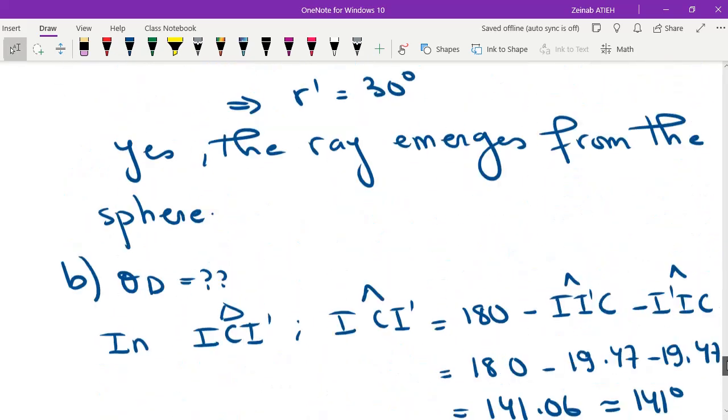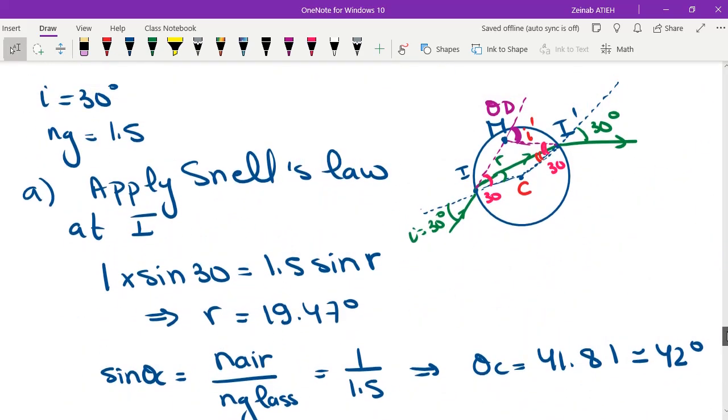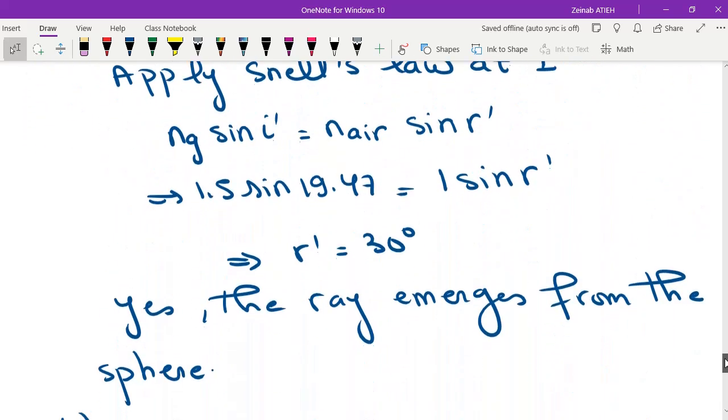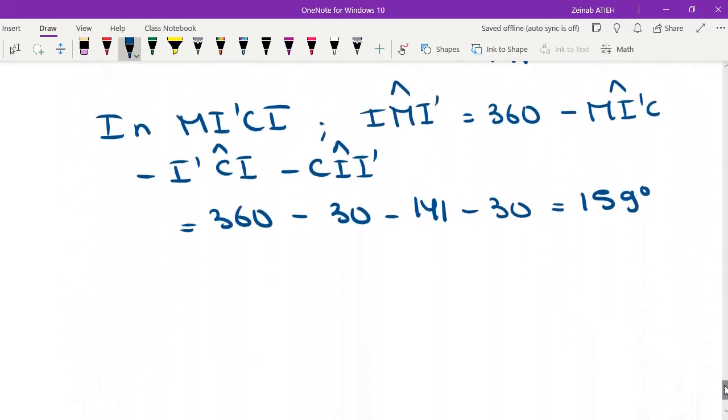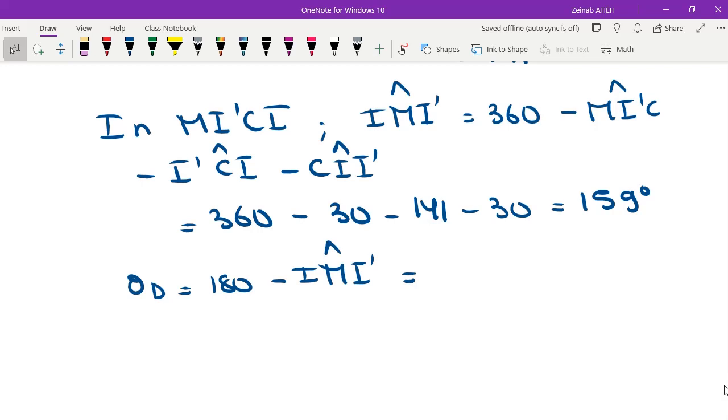We want theta d. Theta d is supplementary with IMI prime. So theta d is equal to 180 minus IMI prime, which is 180 minus 159 equals 21 degrees. In this way, when the ray passes through this spherical glass, it changes its direction by an angle of 21 degrees. This was problem or application 6. Now application 7.